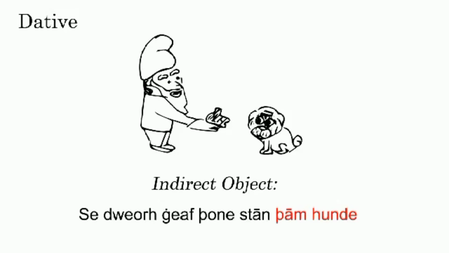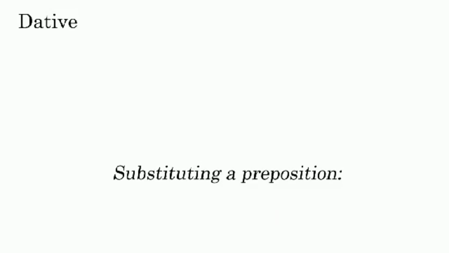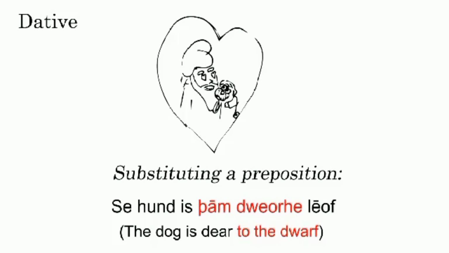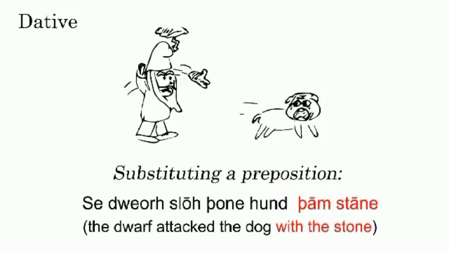In addition, the dative can also be used as a substitute for a preposition. That is to say, you often have to add a preposition like to or with when you translate a dative noun phrase. Which preposition you need to use often depends on the context. So in the sentence "Se hund is þæm dwerge leof," the dog is dear to the dwarf, "þæm dwerge" here is translated as to the dwarf. But in the second sentence, "Se dwerg sloh þone hund þæm stane," we want to pick with. The dwarf attacked the dog with the stone, not to the stone.